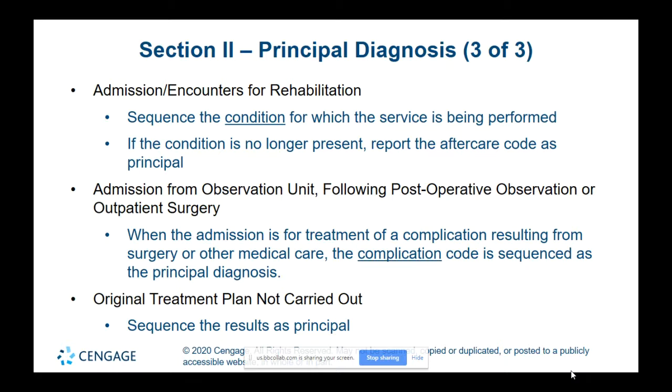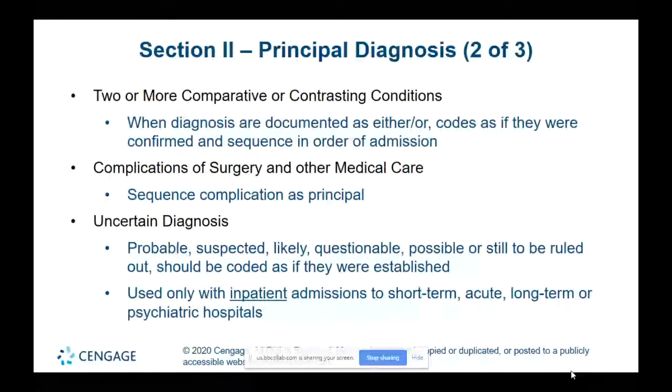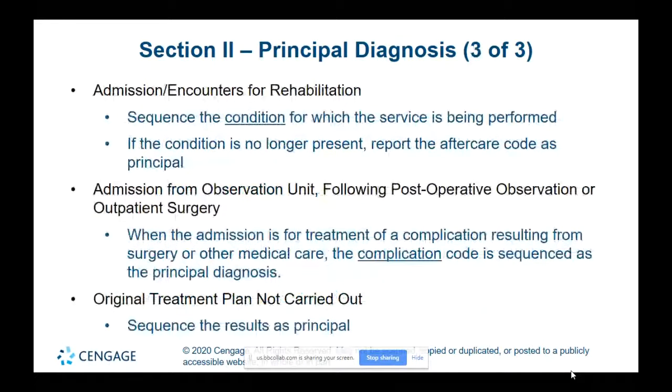Admission from observation unit following post-operative observation or outpatient surgery. When the admission is for treatment of a complication resulting from a surgery, the complication code is sequenced first. So very similar when we're talking about complications. The complication code is going to be sequenced as the principal diagnosis. You're going to list that one first.